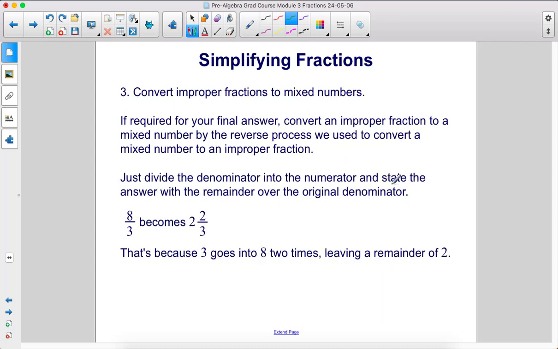Finally, if required for your final answer, you might have to convert an improper fraction into a mixed number by the reverse process we use to convert a mixed number into an improper fraction. Just divide the denominator into the numerator and state the answer with the remainder over the original denominator. So 8 over 3 becomes 2 and 2/3. So 8 divided by 3, well, 3 goes into 8 2 times. 2 times 3 is 6, so there's a remainder of 2, and you put that over the original denominator, 3, 2 and 2/3.